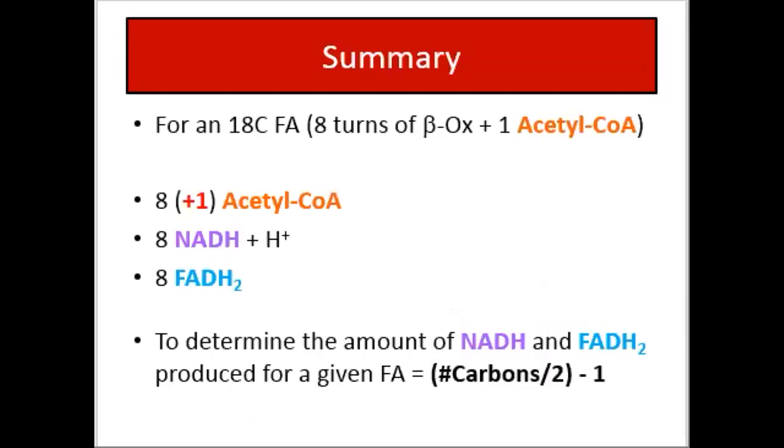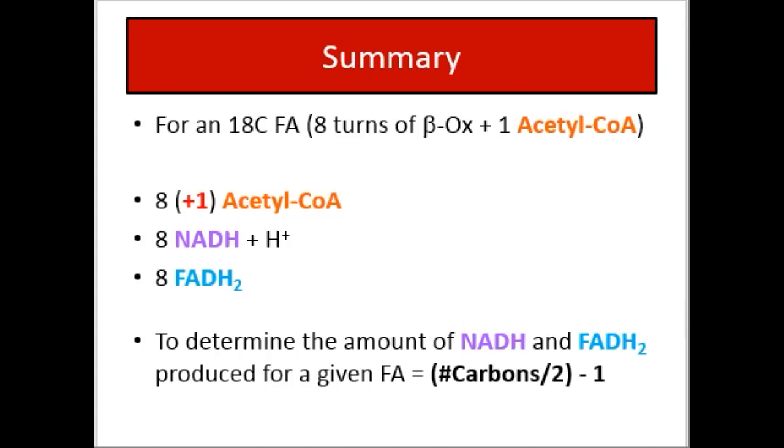So here's a summary of basically what we've produced by breaking down that 18 carbon fatty acyl-CoA molecule in beta oxidation. And again, this 18 carbon fatty acyl-CoA molecule is gonna require 8 turns of that beta oxidation process in order to fully break it down into that 2 carbon acetyl-CoA molecule.